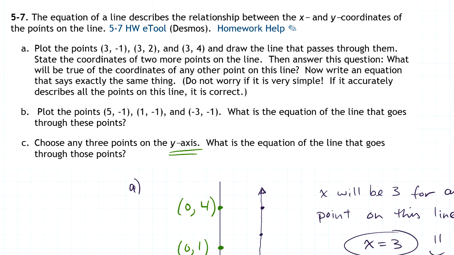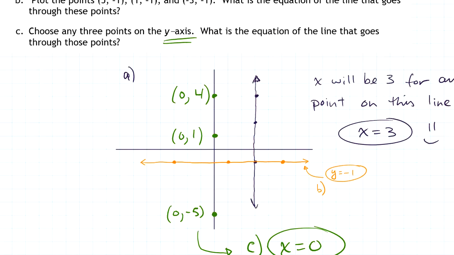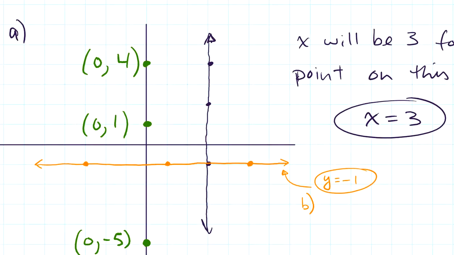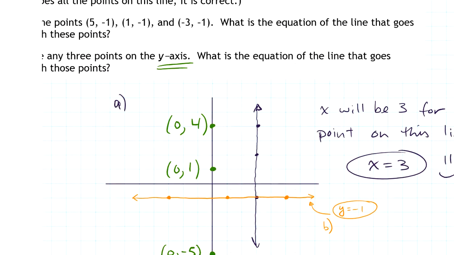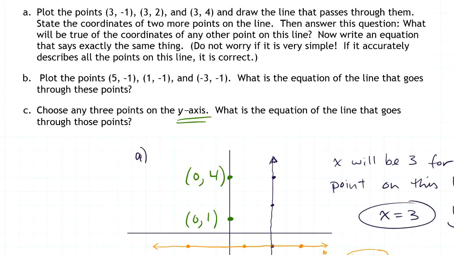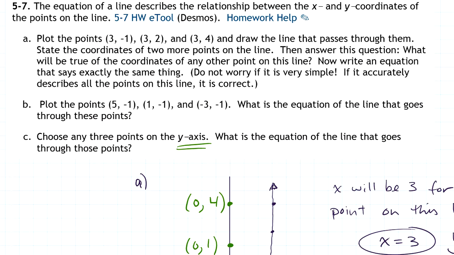Okay, plot the points (3, -1), (3, 2), and (3, 4). And you can see I've done that here down below. Here's the (3, -1), here's the (3, 2), and here's the (3, 4). So those are the points they asked me to plot. And then it says, and draw a line that passes through them.